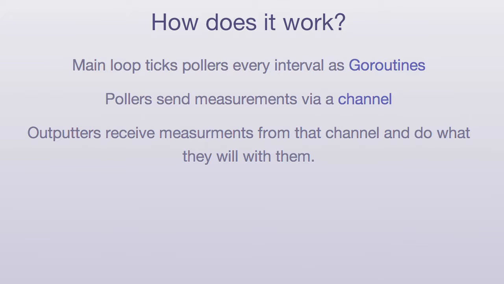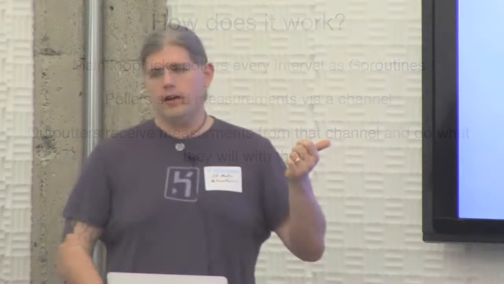So how does SHH work? It pretty much works like most of these guys do. There's a main loop, it ticks. It tells all the pollers, either the default config includes or the ones you've set via an environment variable, to poll every interval. And then these guys feed individual measurements onto a Go channel, and then an outputter basically decides what to do with the measurements it gets off that channel.